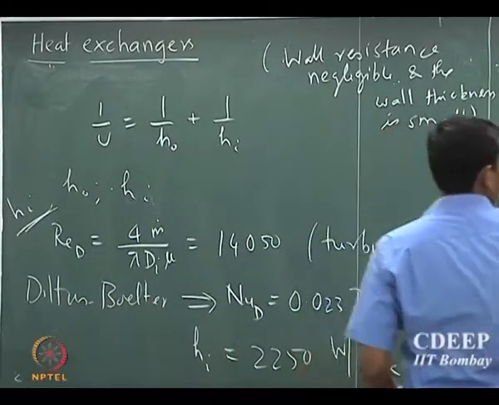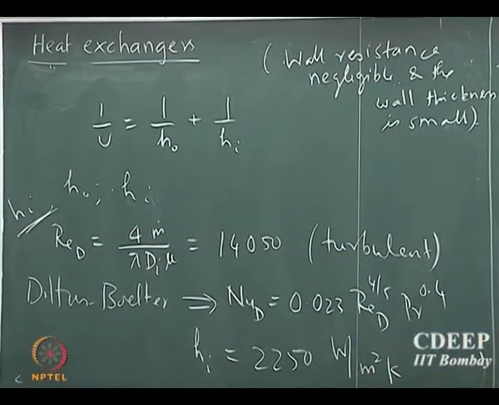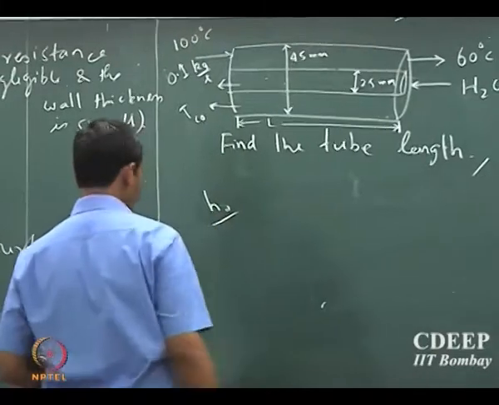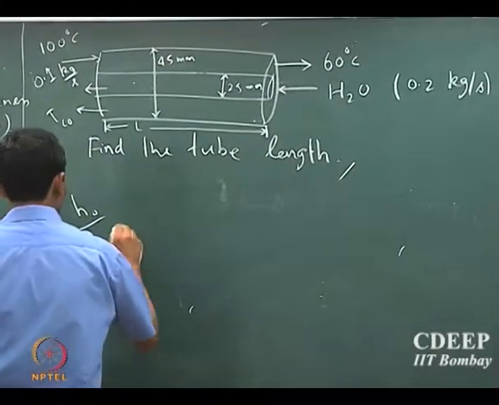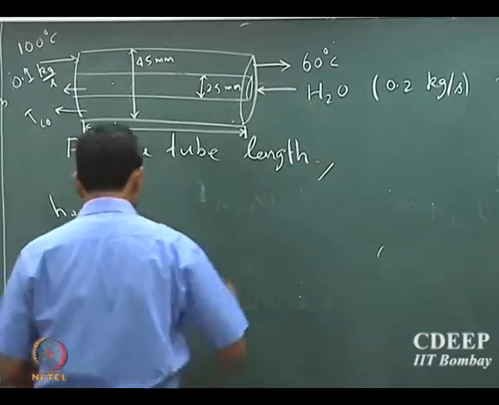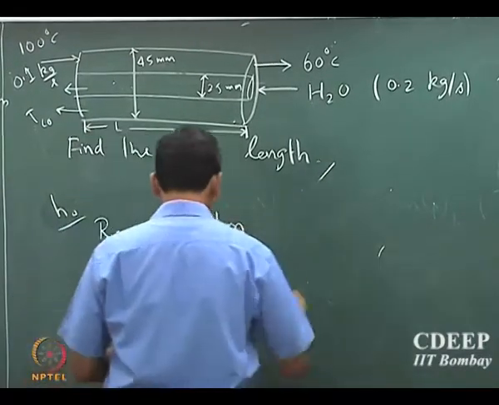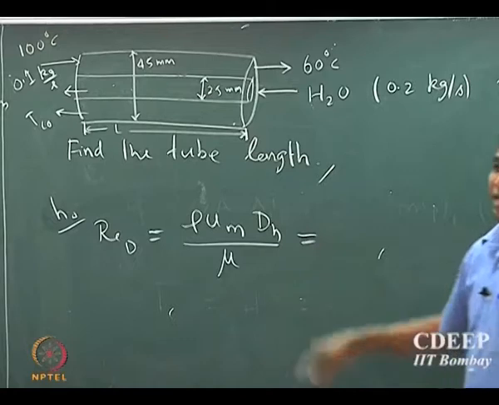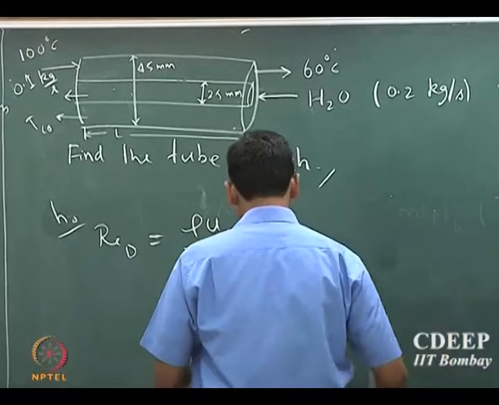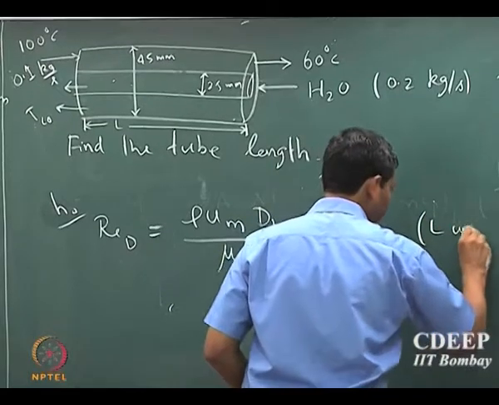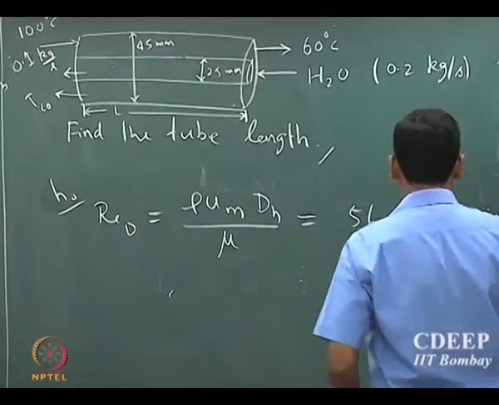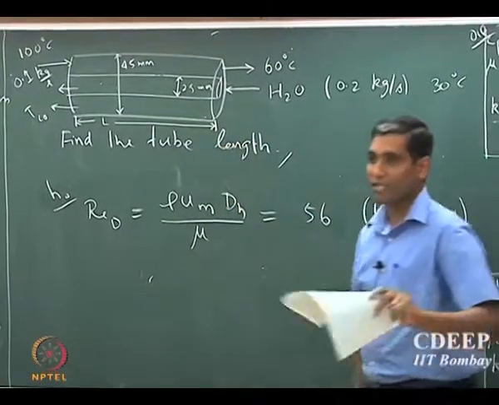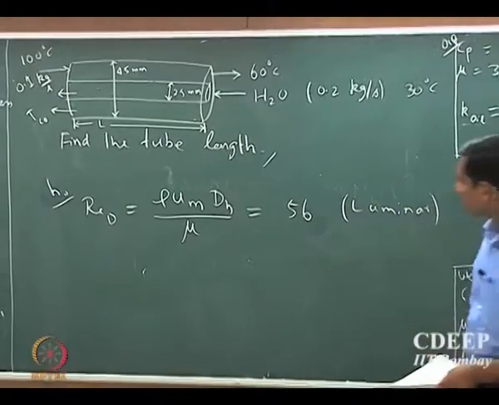And then similarly we can find the outside heat transport coefficient. That is for Ho, and it is an annulus. So the Reynolds number is given by rho um into the effective diameter divided by mu. We find that it will be about 56, so it is laminar flow. Remember that we did not look at the correlations for concentric cylinders. One could actually do that, it is there in the text, but we did not go over it in this course for want of time.